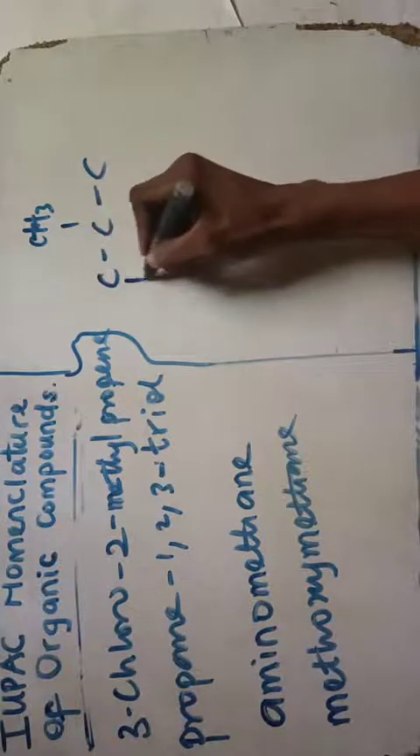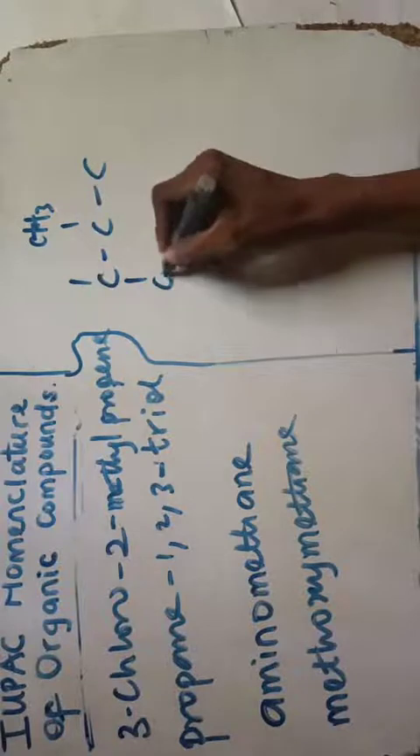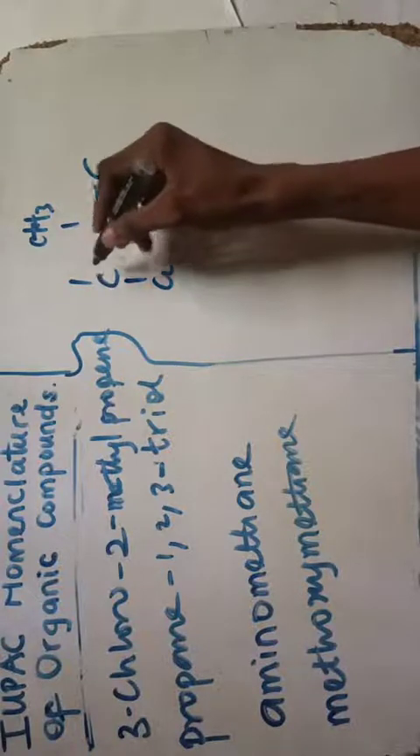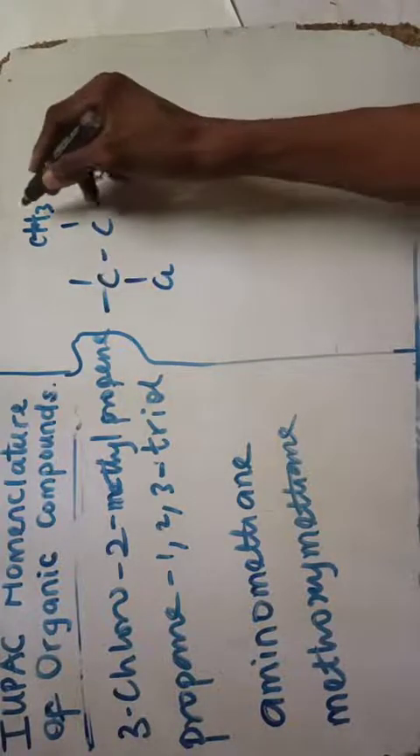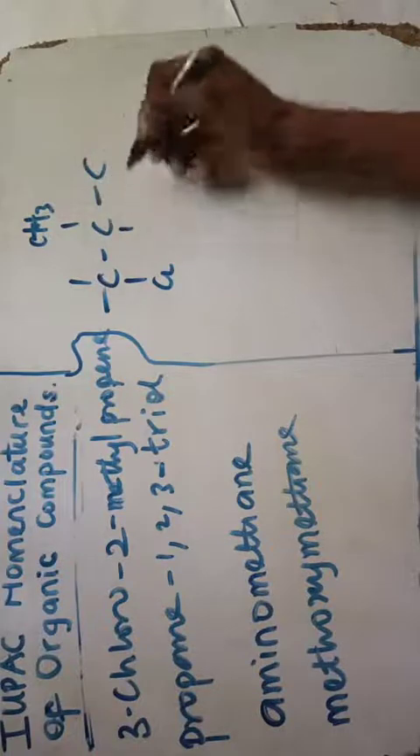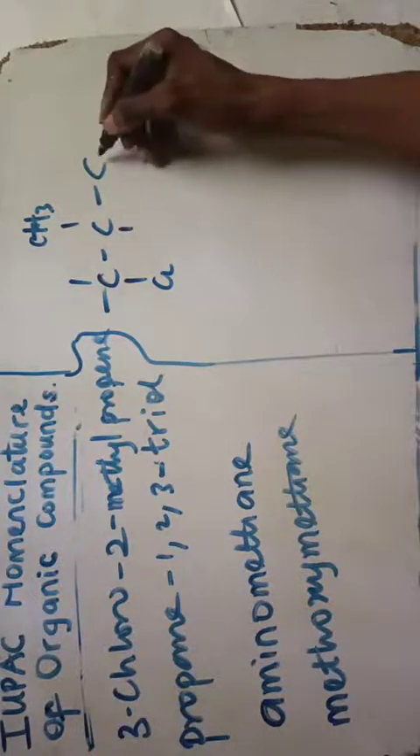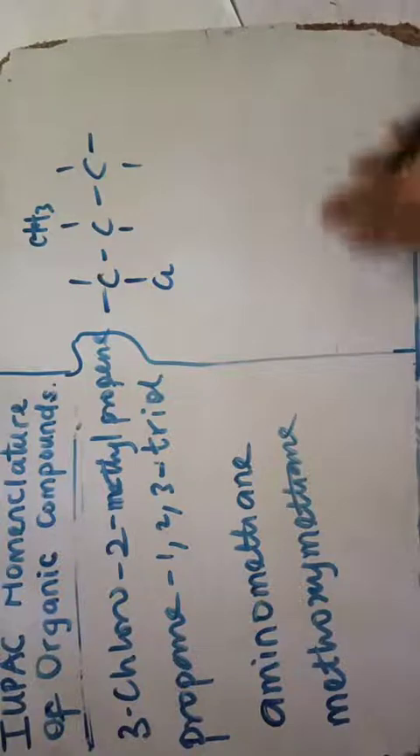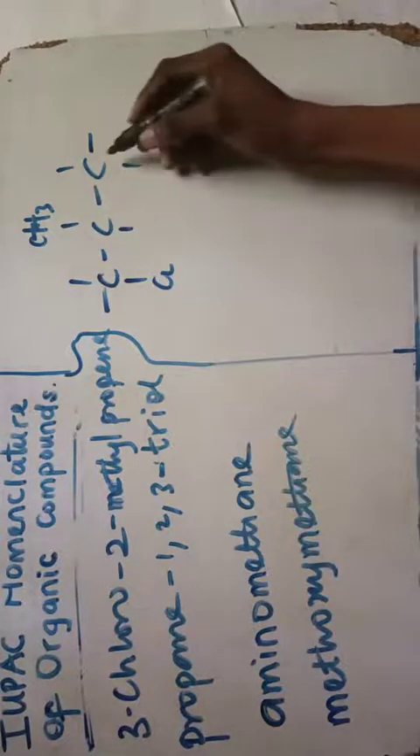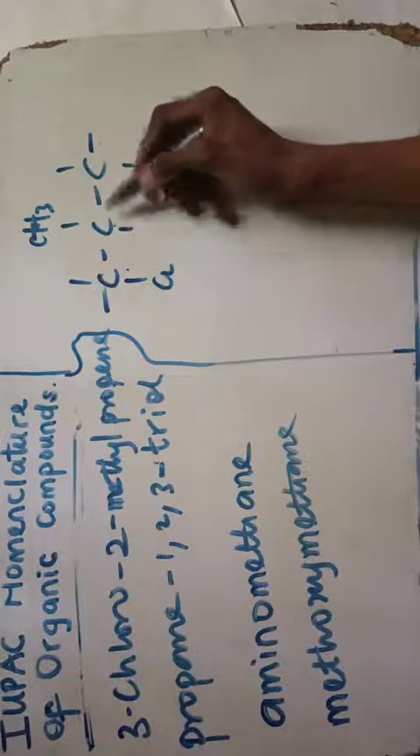So my chloro can also be drawn here. Complete the shape: 1, 2, 3. This is 3, and this is 1, 2 here. This is the diagram, very simple. And imagine you want to draw this out: that is just 1, 2, 3.